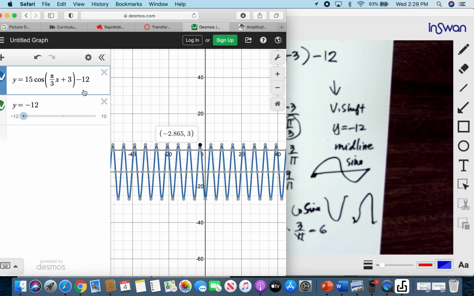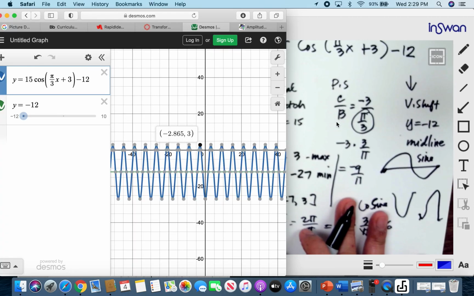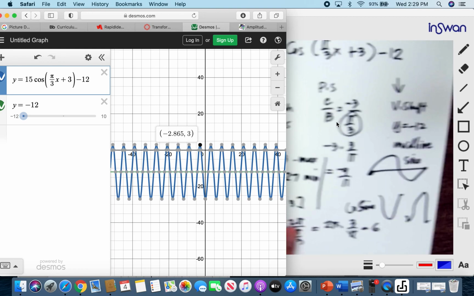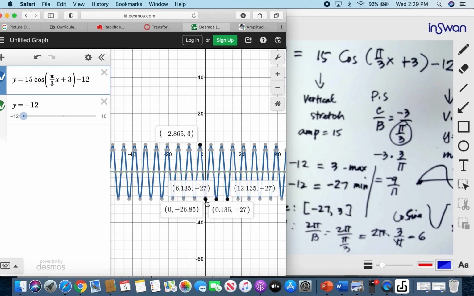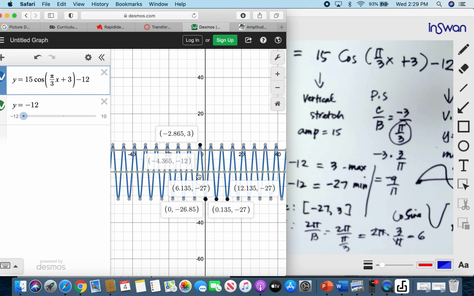All right, so I have here the equation 15 cosine of pi over 3 x plus 3, minus 12. Now, the midline is y equals negative 12. As you can see, the highest peak of the graph is 3 and the lowest peak is negative 27 here. All right, negative 27, which is our minimum, and 3 our maximum. And of course, we know that this is negative 12, and the distance between negative 12 and positive 3 is 15. That's the reason why our amplitude is equivalent to 15.